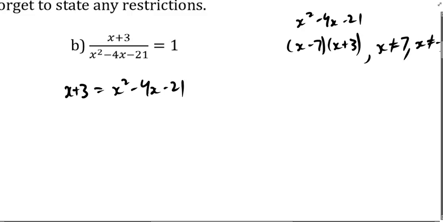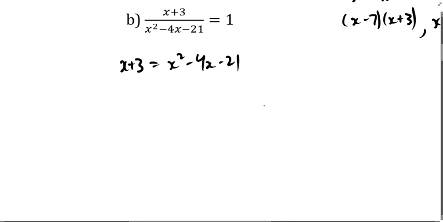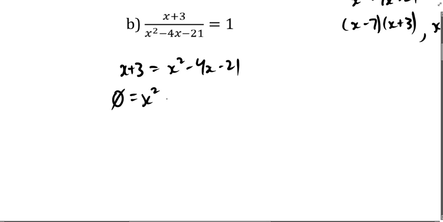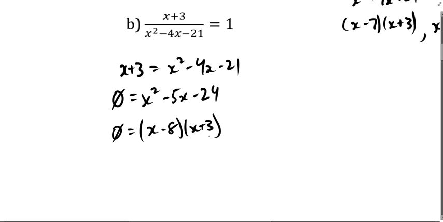So now I can go ahead and solve this, what's left. I'm going to move everything to the right. So I get x squared, negative 4x minus another x is negative 5x, and negative 21 minus 3 is negative 24. And this is just a simple trinomial. I believe it's x minus 8, x plus 3 equals 0.